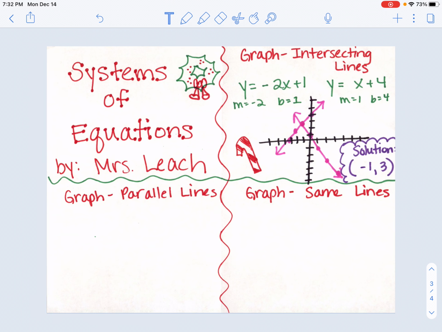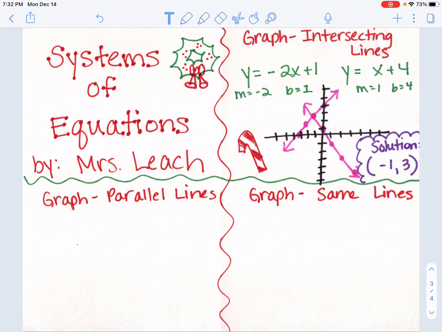So here is an example of the front. This would be my 4 boxes on the front of my poster. As you can see in the upper left-hand corner, that's my title box. So I just have System of Equations by Mrs. Leach. So I just put that with your name on it. Then the other 3 boxes on the front are all my graphs. So to the right, I have my graph with intersecting lines.